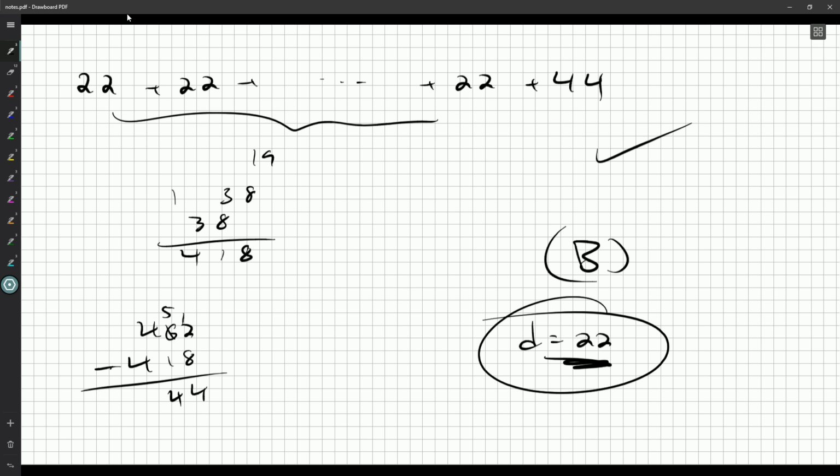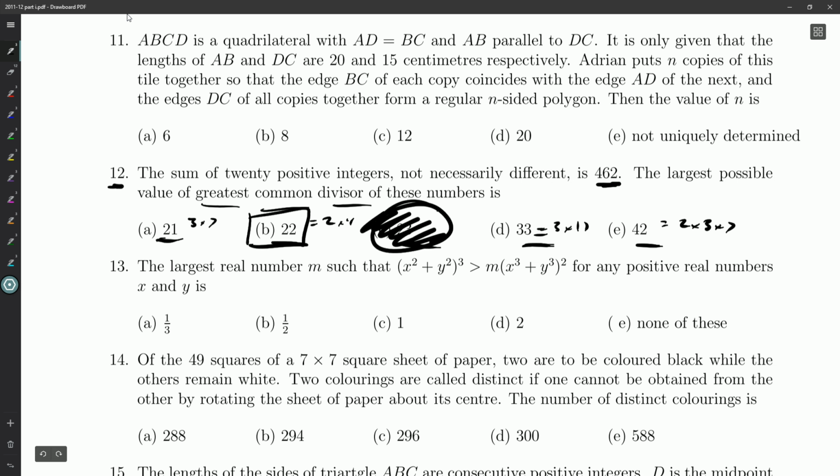All right. So that does it for question number 12. Up next, we're going to take a look at question number 13. Feel free to give it a try if you haven't already.